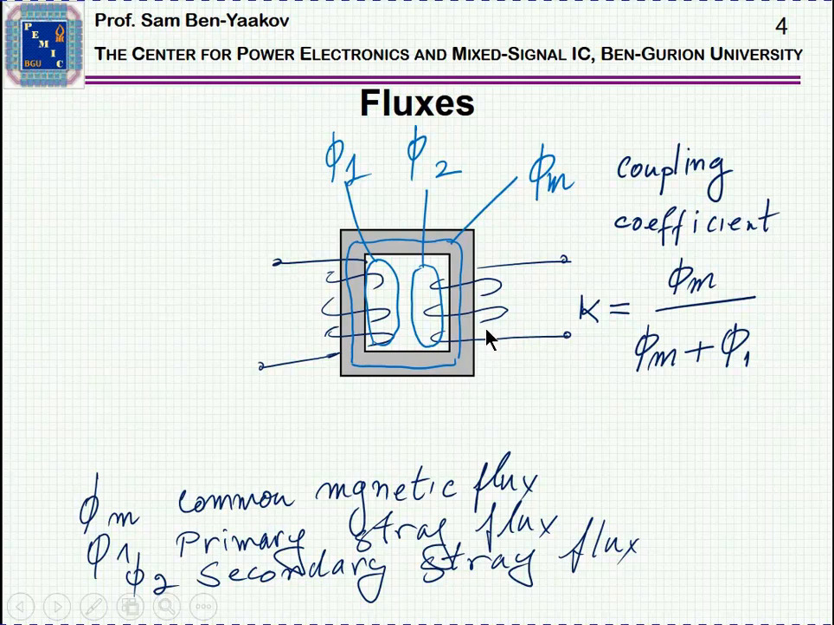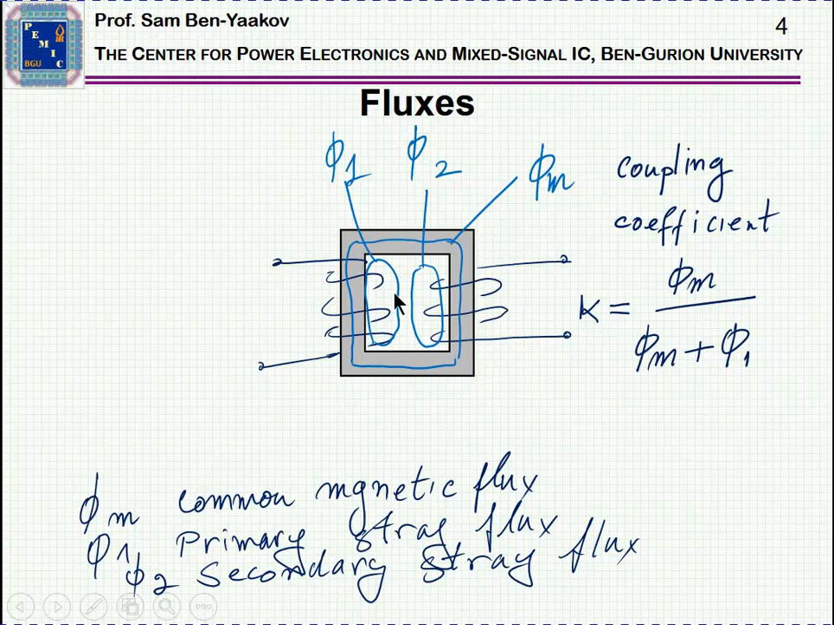I'm showing two on a core, and it is important to realize that we have two types of magnetic fluxes. There is one common flux that is going through the core, and then there is a stray flux at the primary and at the secondary, sort of escaping from the common flux. These are called the stray fluxes, and they are the reason for the leakage inductances that we'll talk about.